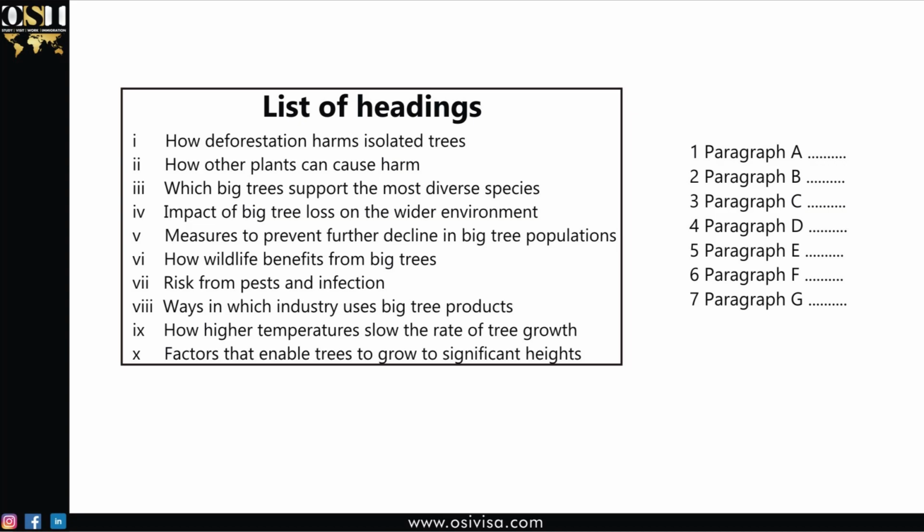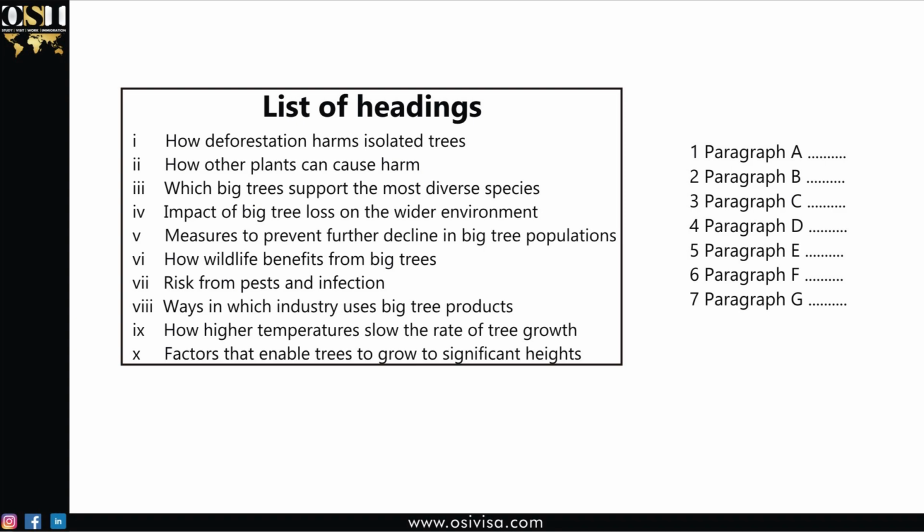The second last one over here is how higher temperatures slow the rate of tree growth. So again, the same thing, it might show a process through which higher temperatures are responsible for the slower growth rate of trees. And the last one says factors that enable trees to grow to significant heights. Now, this one here, it says factors clearly, so that means some things that are responsible to boost the tree's height significantly. So significant heights is also another two words that you need to keep an open eye for.